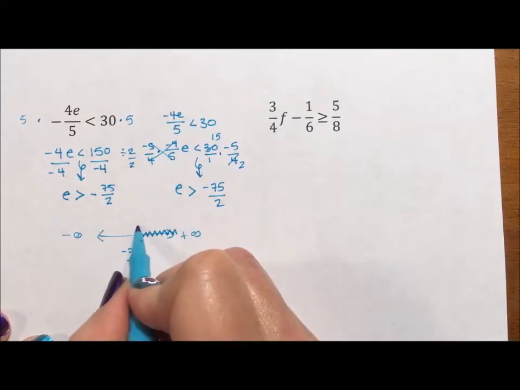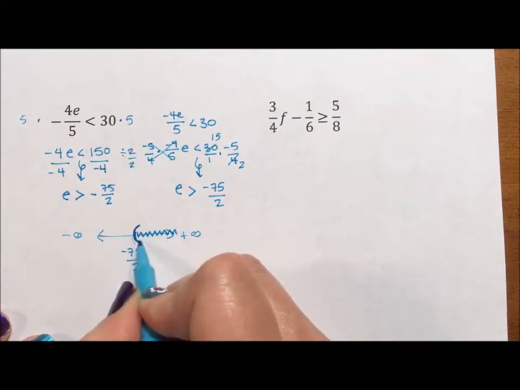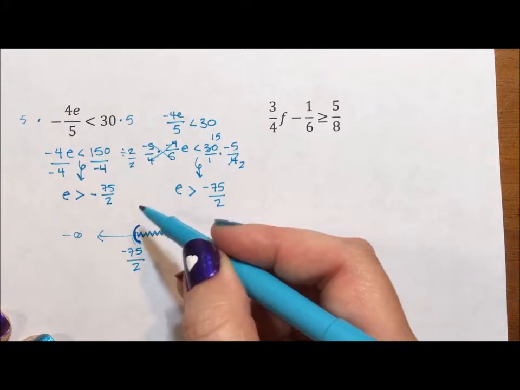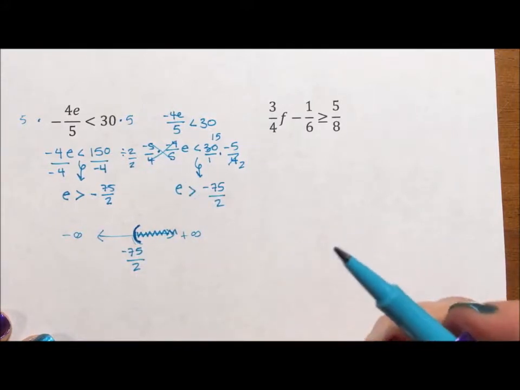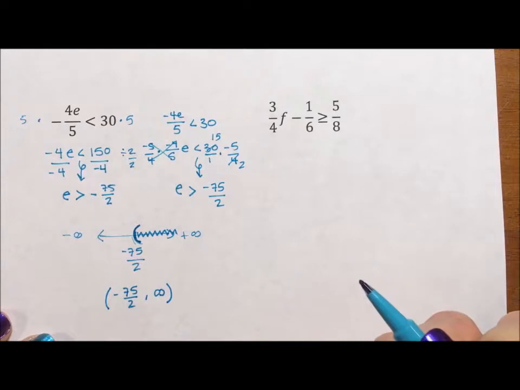Because there's no equal sign, I'm going to use a parenthesis instead of an open circle because E is reaching for this number but not touching, and you can kind of see the path a hand would take when it reaches. So for interval notation, I'm going to have parenthesis, negative 75 halves, comma, positive infinity, parenthesis.